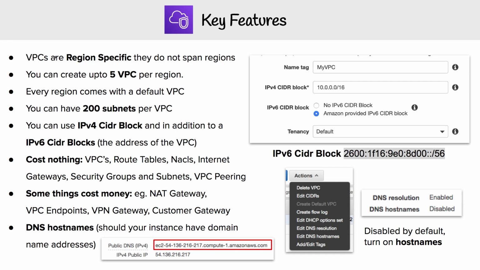So VPCs are region specific. They do not span regions. You can create up to 5 VPCs per region. Every region comes with a default VPC. You can have 200 subnets per VPC. That's a lot of subnets.